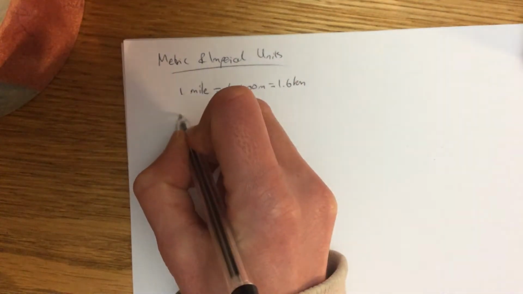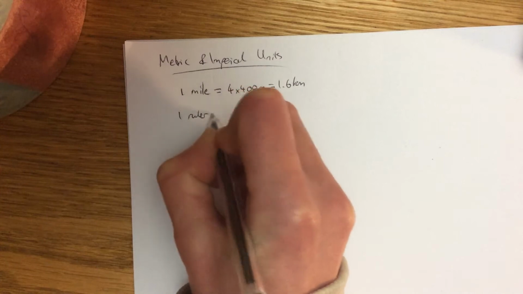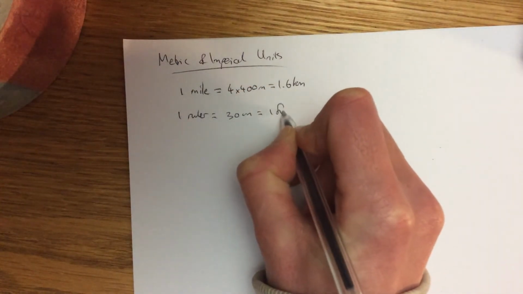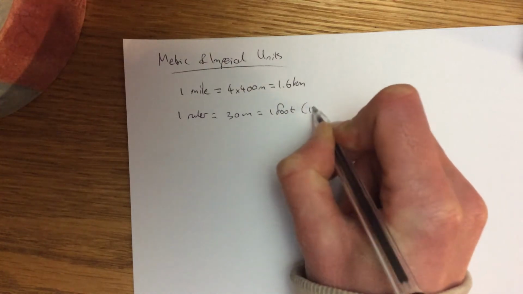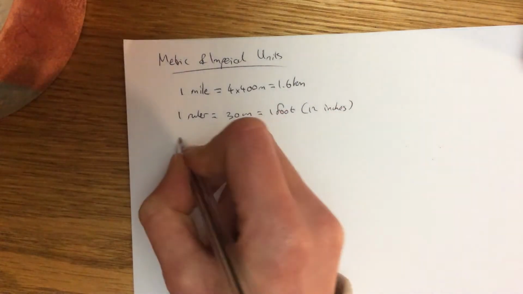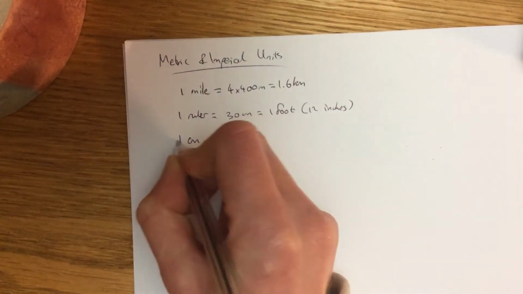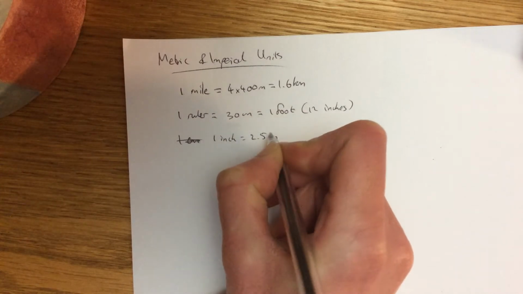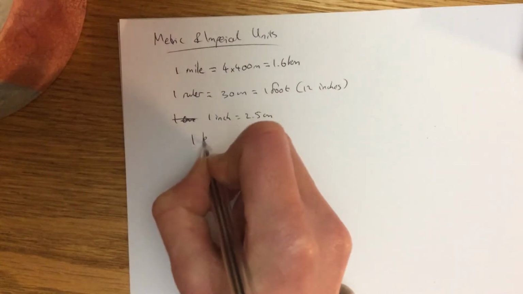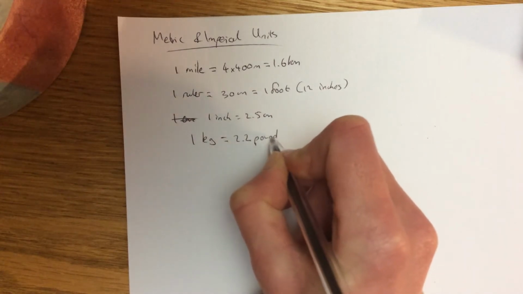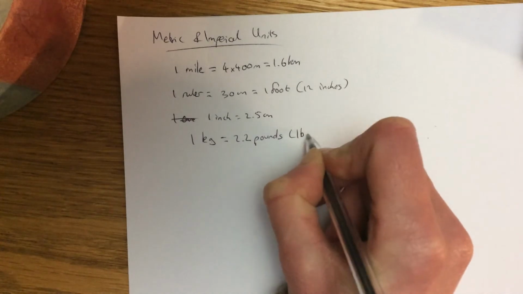Next one you need to remember is a ruler. 1 ruler is 30 centimeters, which is the same as 1 foot. And 1 foot is 12 inches. 1 inch is about 2.5 centimeters. 1 kilogram is 2.2 pounds. And pounds is abbreviated by LBS.